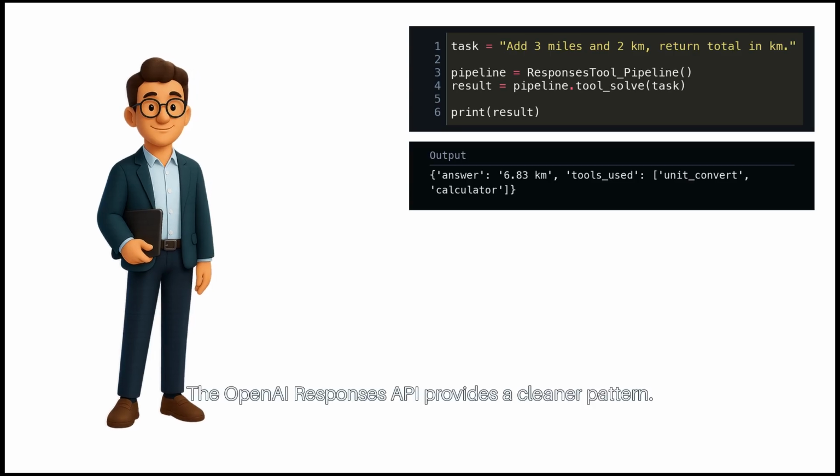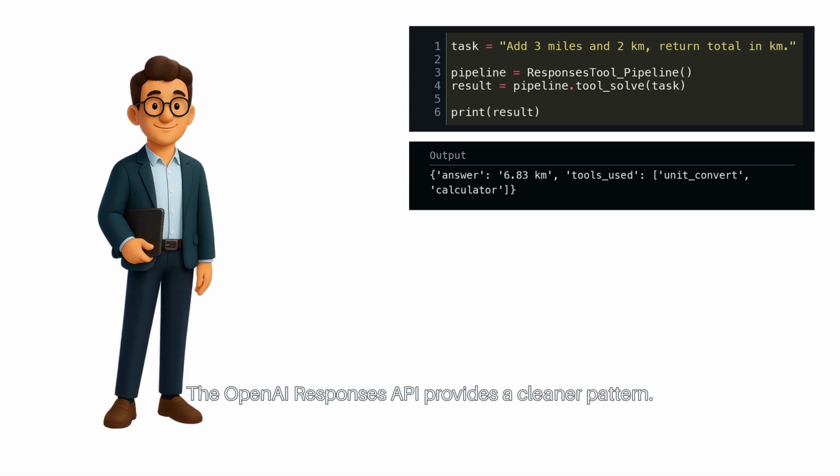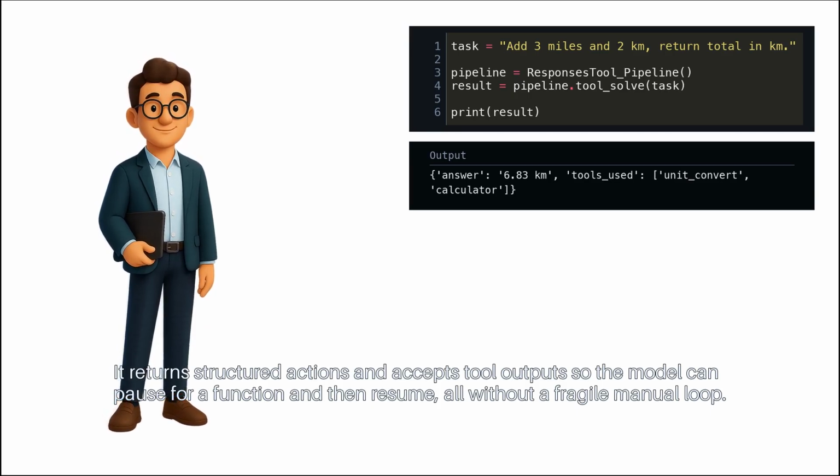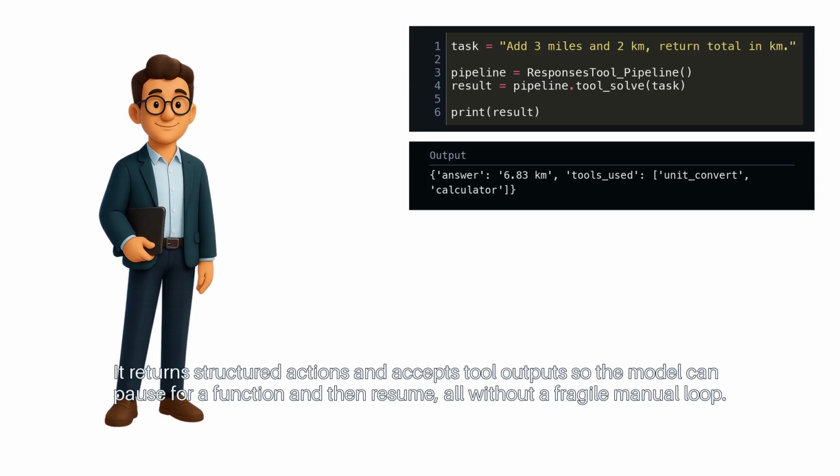The OpenAI Responses API provides a cleaner pattern. It returns structured actions and accepts tool outputs, so the model can pause for a function and then resume, all without a fragile manual loop.